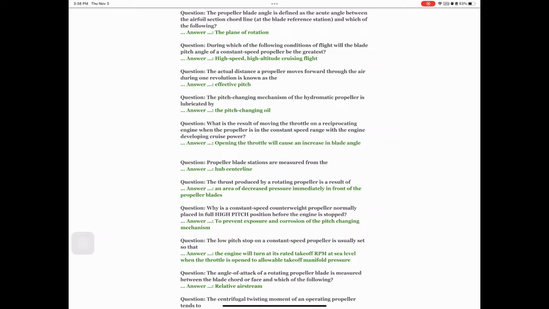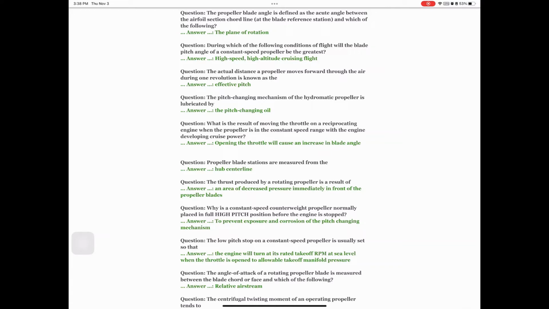Question: what is the result of moving the throttle on a reciprocating engine when the propeller is in the constant speed range with the engine developing cruise power? Answer: opening the throttle will cause an increase in blade angle. Question: propeller blade stations are measured from the? Answer: hub center line.